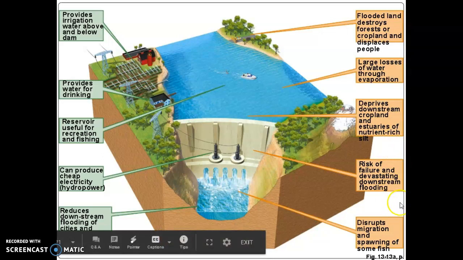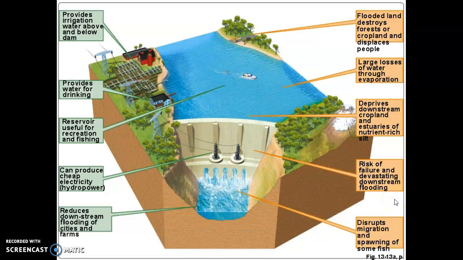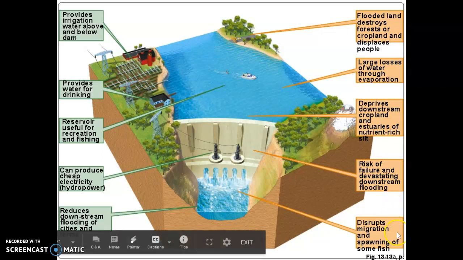You also have risk of failure and devastating downstream flooding. So if that dam fails and breaks, that's a whole lot of water that's coming rushing all at one moment, as opposed to how it naturally would have flowed through there. And it disrupts the migration and spawning of some fish.